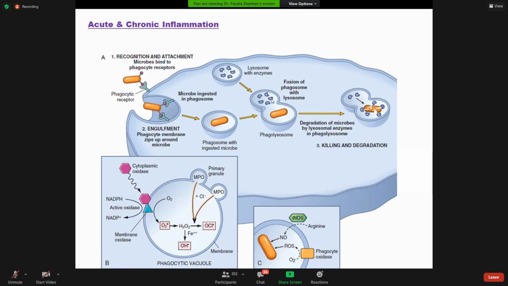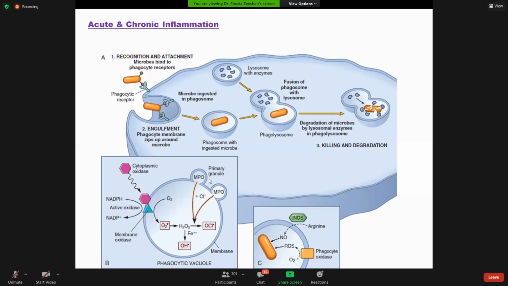Then this vacuole has different killing enzymes, like the lysosomes and phagolysosomes. So these enzymes start digesting this microbe. Finally, they start killing. This process is the killing and degradation.